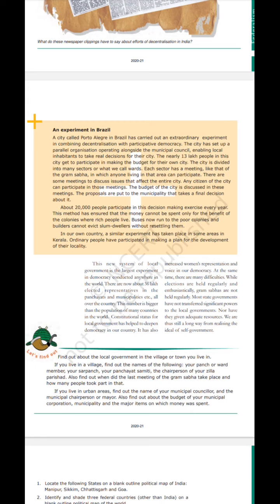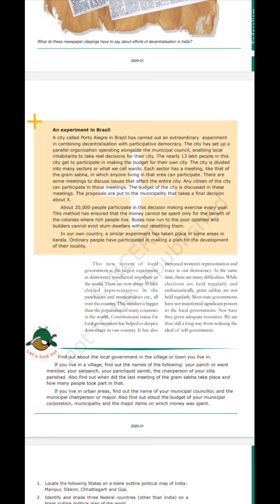At the same time, there are many difficulties. While elections are held regularly and enthusiastically, Gram Sabhas are not held regularly. Most state governments have not transferred significant powers to the local governments, nor have they given adequate resources. We are thus still a long way from realizing the ideal of self government.